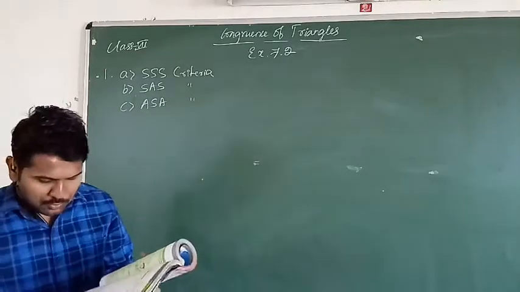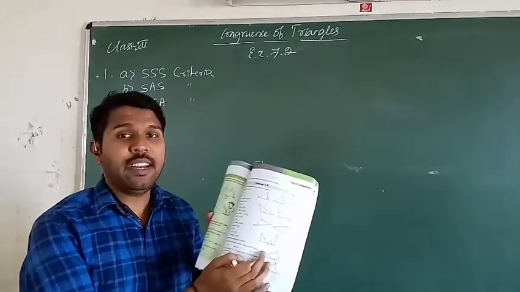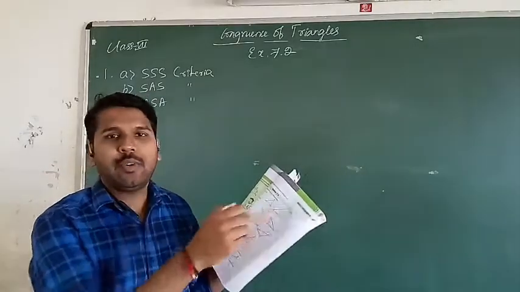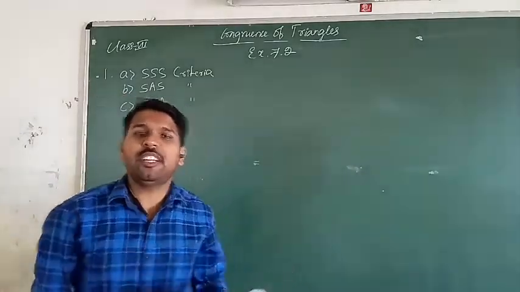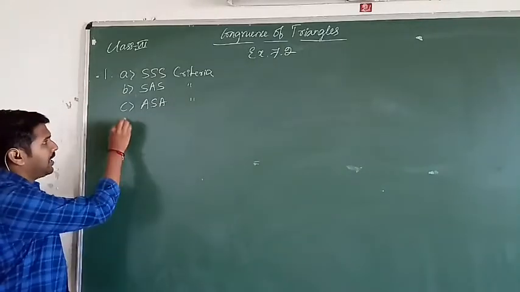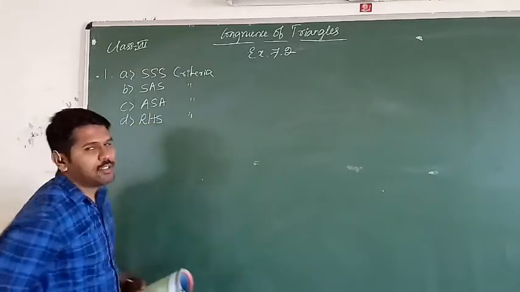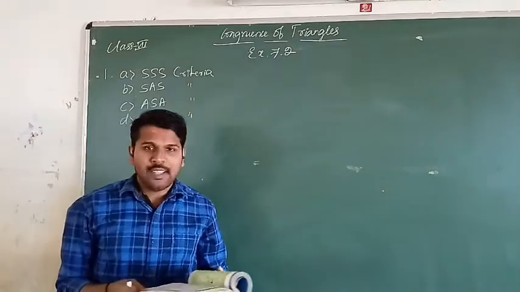And last one, fourth one. Here they have given the right angle triangle and the two sides are equal. That is one side, and another one is the hypotenuse. So which criteria? That is RHS criteria. So the fourth one is RHS criteria.